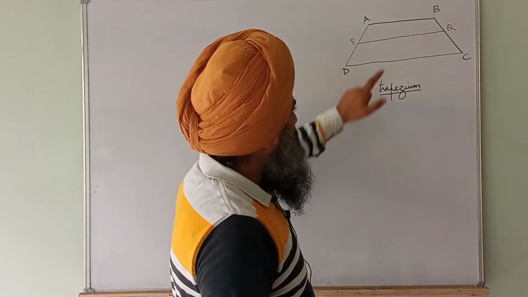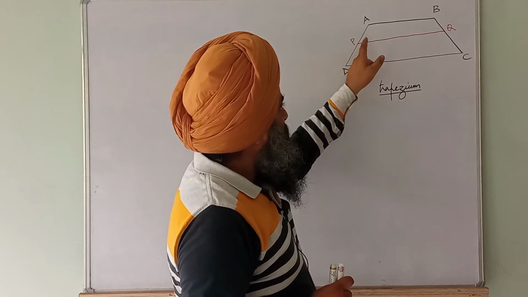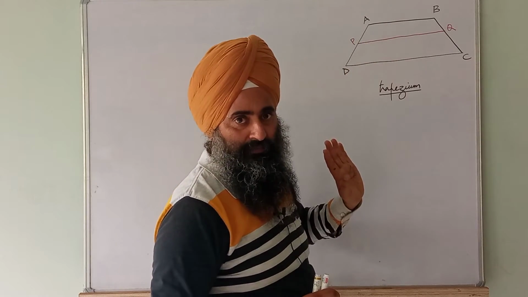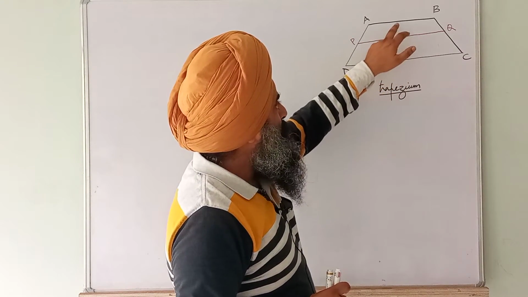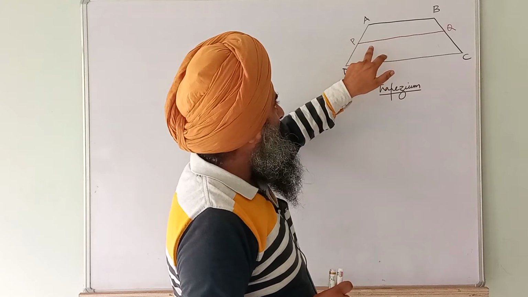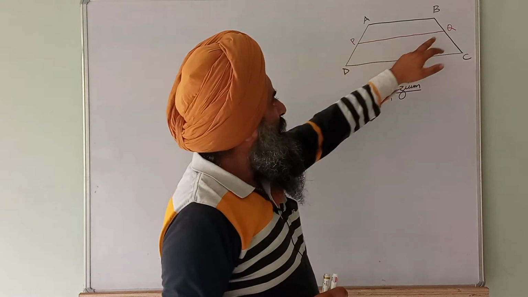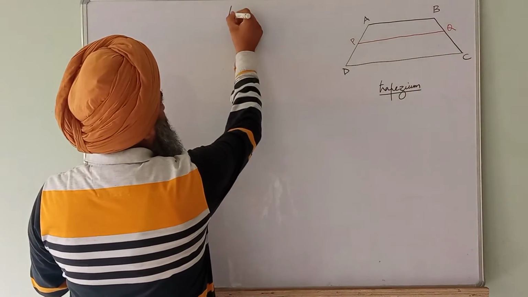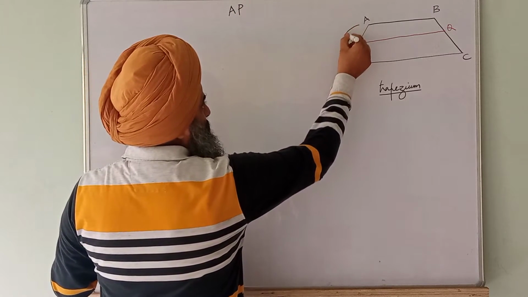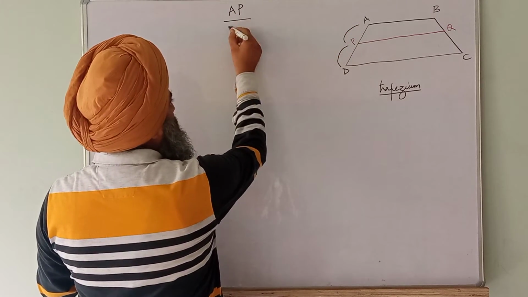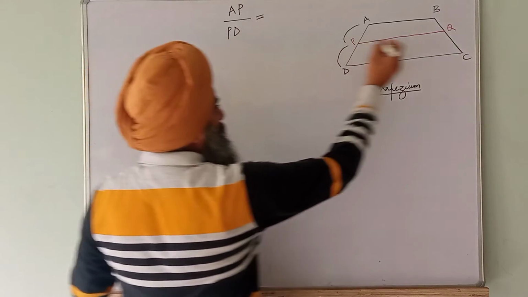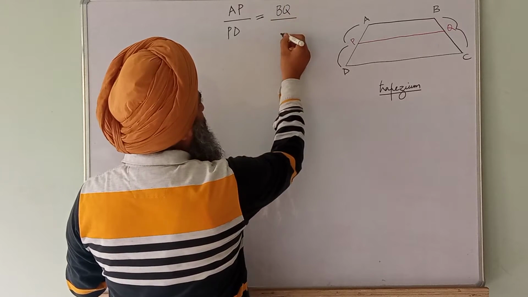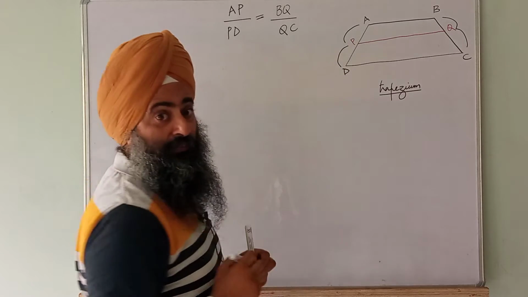Remember. So in the trapezium, the question is: PQ line is parallel to AB, P is on side AD, and Q is on side BC. We want to prove AP by PD is equal to BQ by QC.